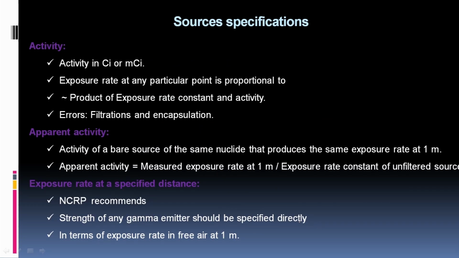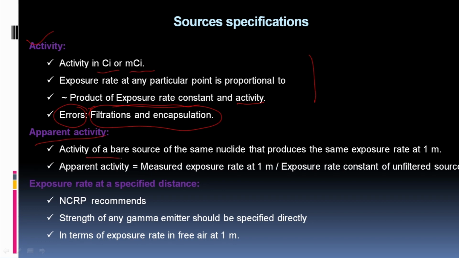Now, we can specify the source in terms of activity, in curie or millicurie, and the exposure rate at any particular point is proportional to the product of the exposure rate constant and the activity. But errors come in here because filtration and encapsulation are not considered; this is the activity of a bare source, but we use filtration and encapsulation. So this reduces the activity and exposure. So we define the apparent activity.